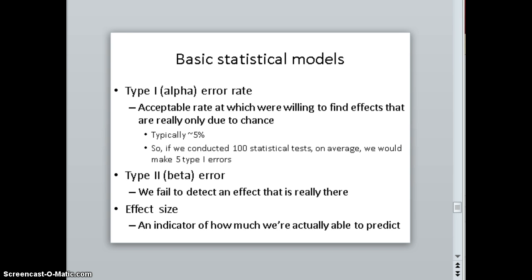But if you had a high type 1 rate, you may say it's an unfair coin. The type 1 error rate indicates how many false positives you're going to find per 100 tests that you compute. If your error rate is 5%, then for every 100 tests that you compute, 5 of them are going to be erroneous.